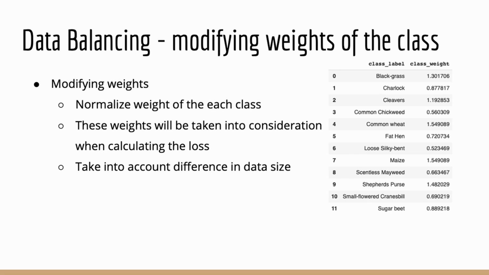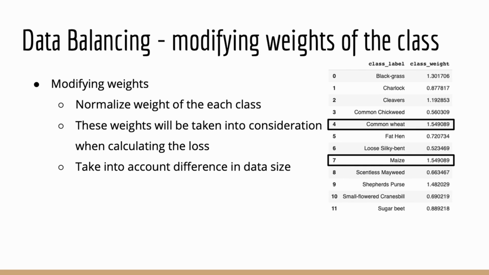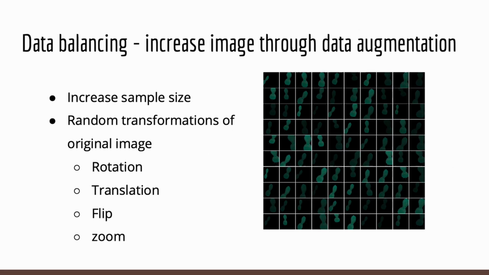We calculated the inverse document frequency of each class and normalized it. This ensures that the classes with lower representation had higher weights. For example, common wheat and maize have lowest representation, so they have the highest class weight.